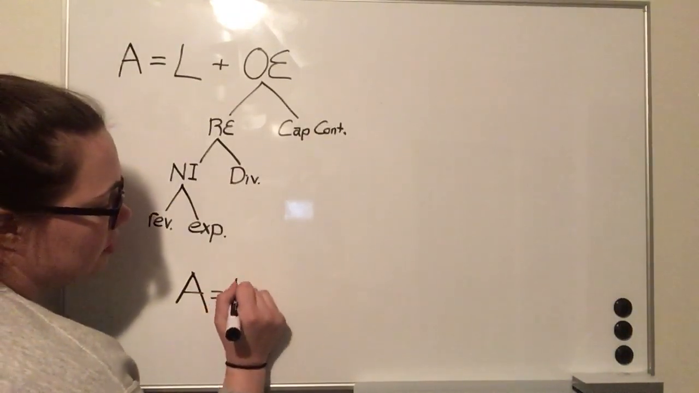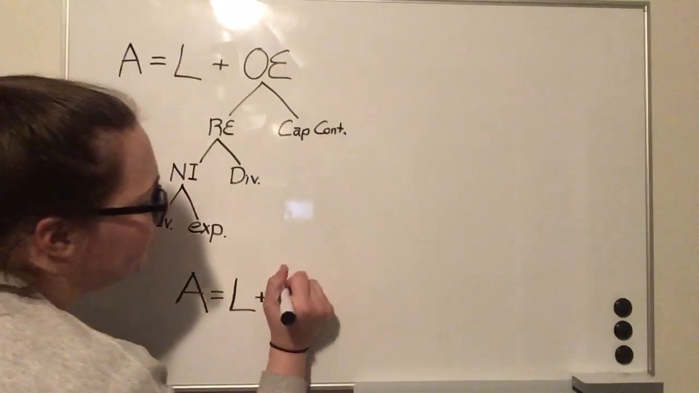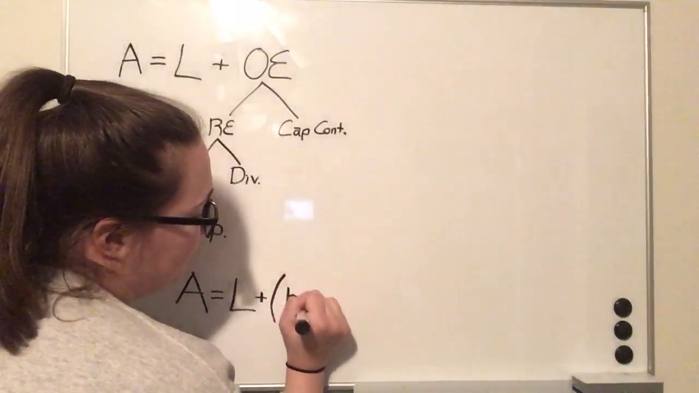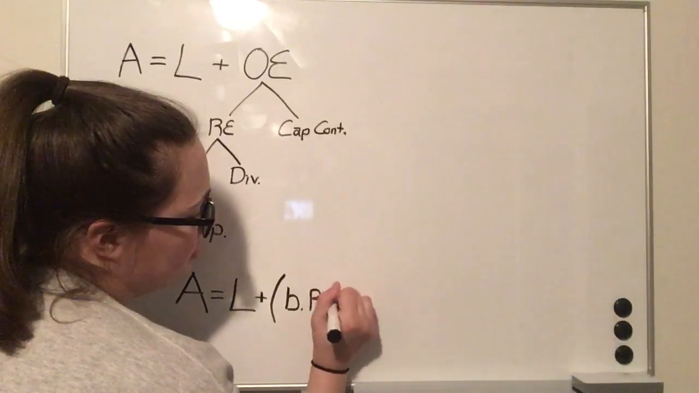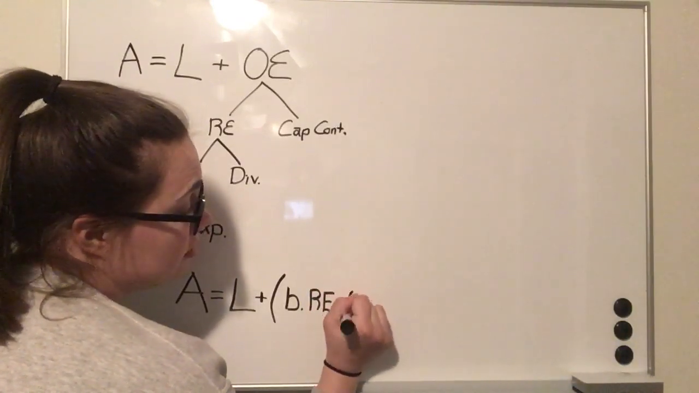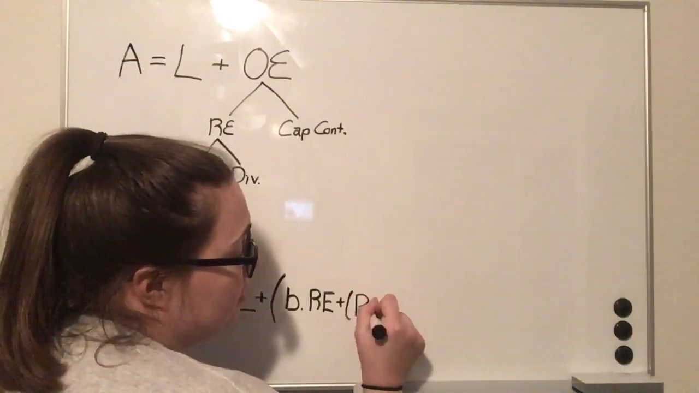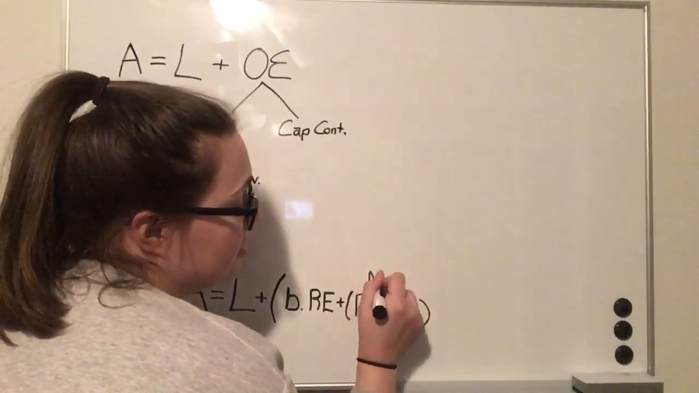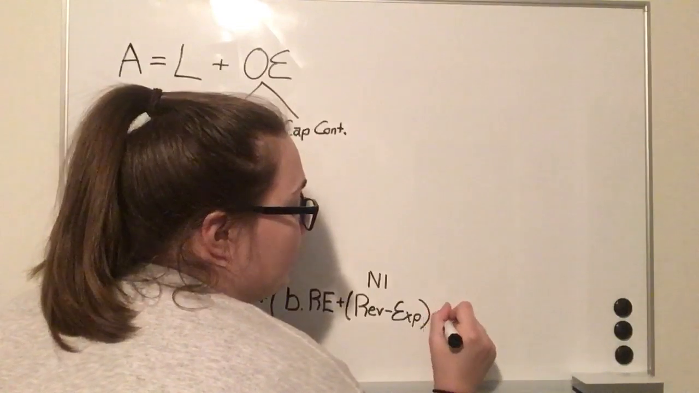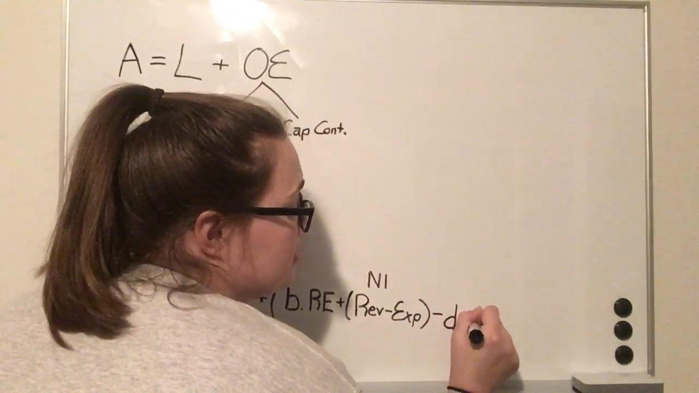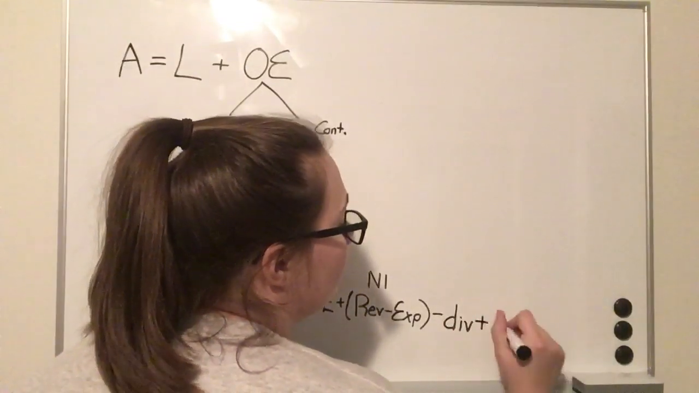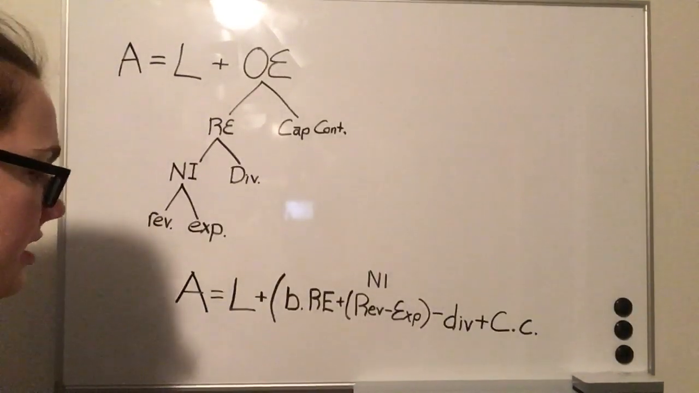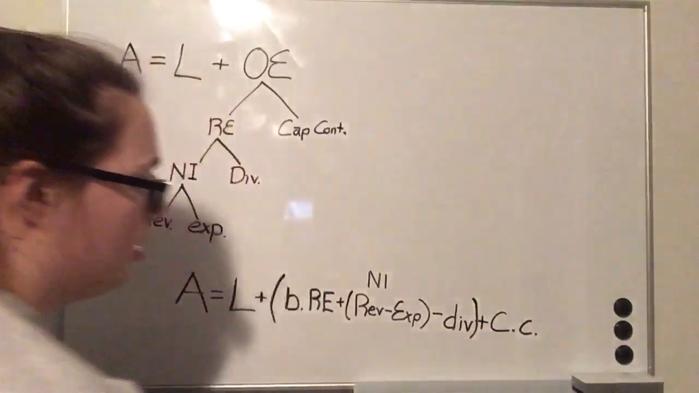So the equation looks like A equals L plus, here we go, beginning retained earnings plus revenue minus expenses, because that is your net income, minus your dividends, plus your contributed capital.